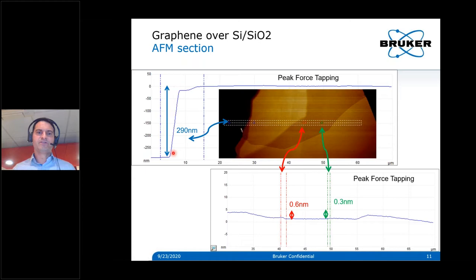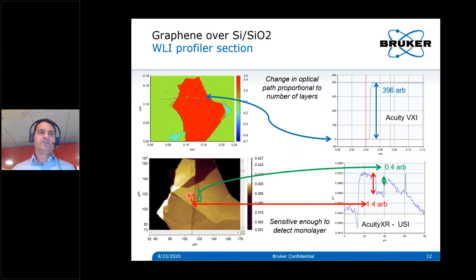If we do the same thing on the optical image, and that's the beauty here, of course, we see with the section a big change of optical path, which we understand because we have 300 nanometers of material. And here we see some kind of change of optical path around 400 arbitrary units. But whenever we section on top, the great detail is we start to see this 0.6 nanometers.